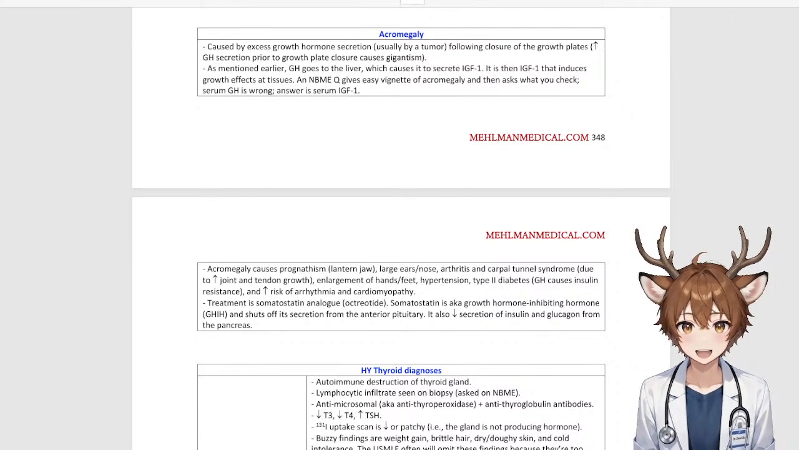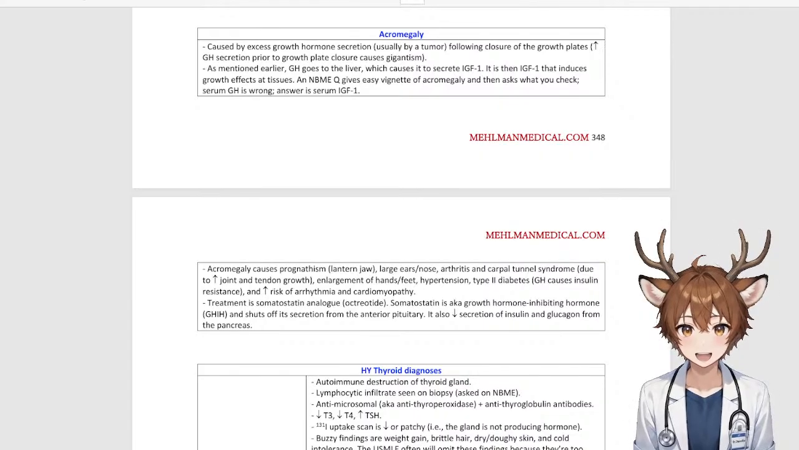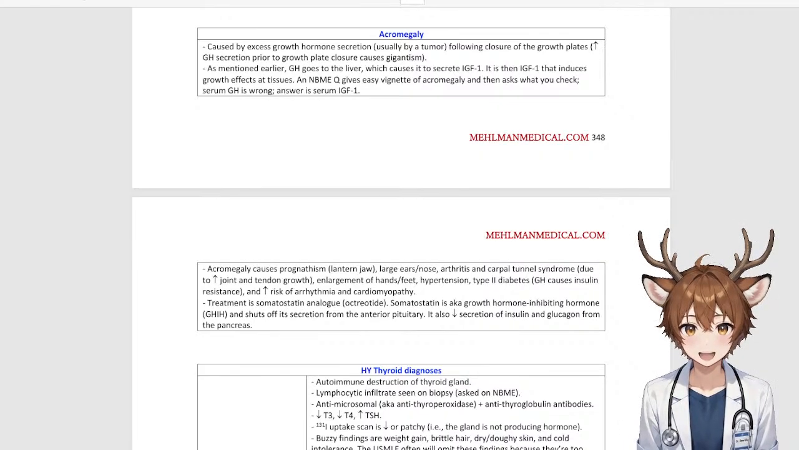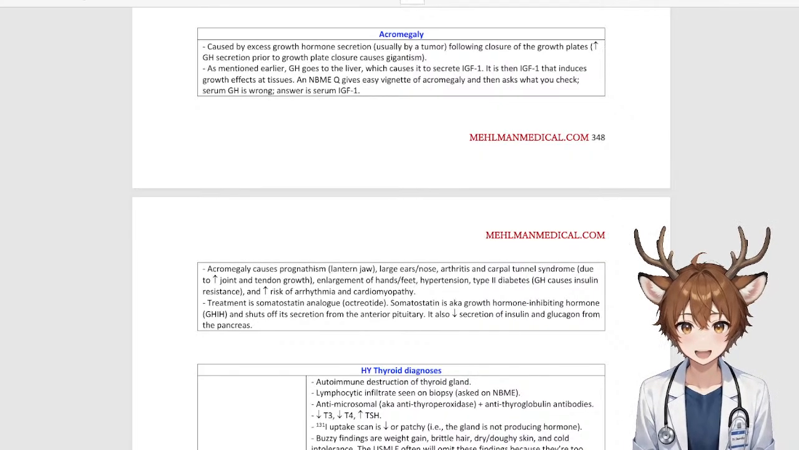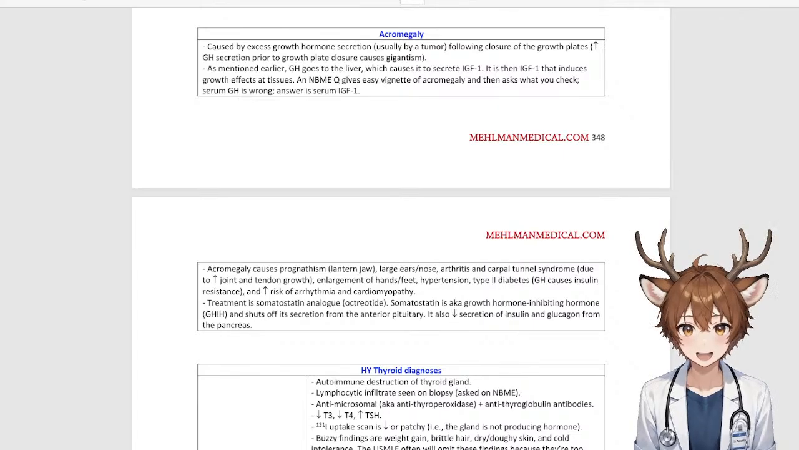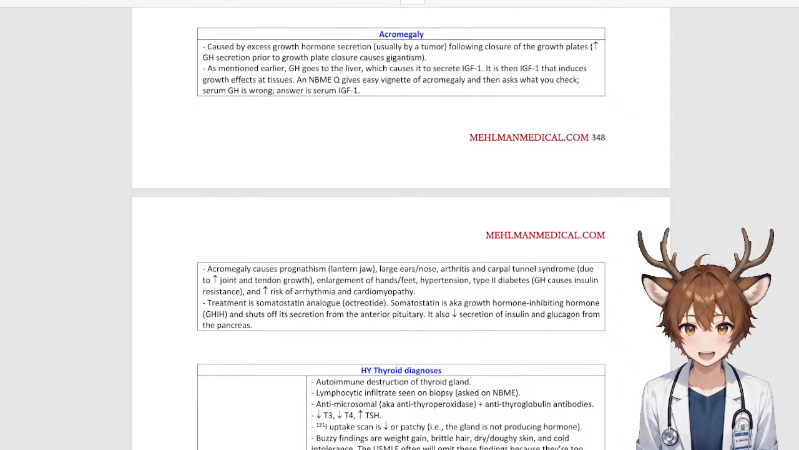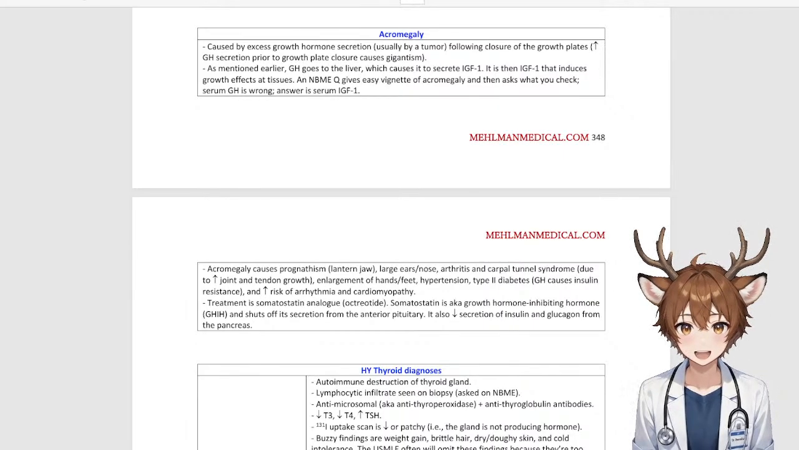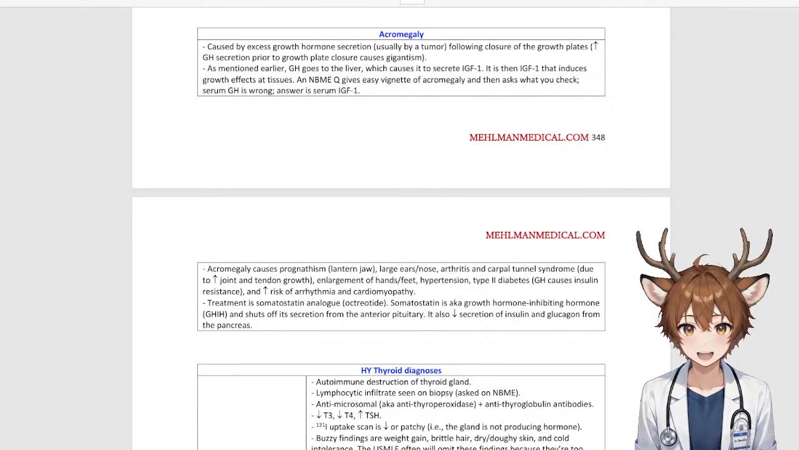Acromegaly causes prognathism, lantern jaw, large ears and nose, arthritis, carpal tunnel syndrome due to the increase in joint and tendon growth, enlargement of hands and feet, hypertension, and type 2 diabetes, because growth hormone causes insulin resistance. It also increases the risk of arrhythmia and cardiomyopathy.